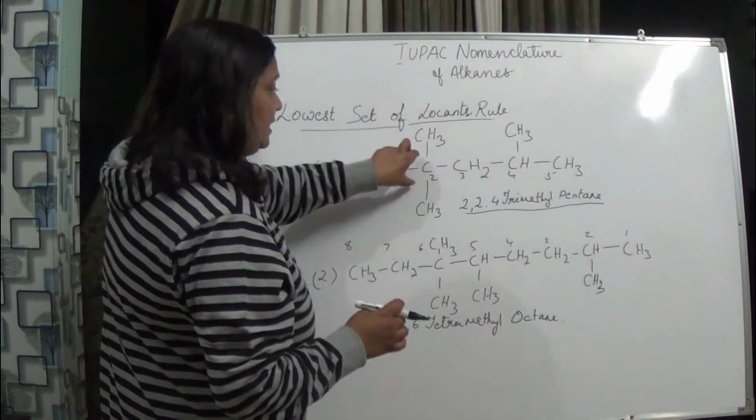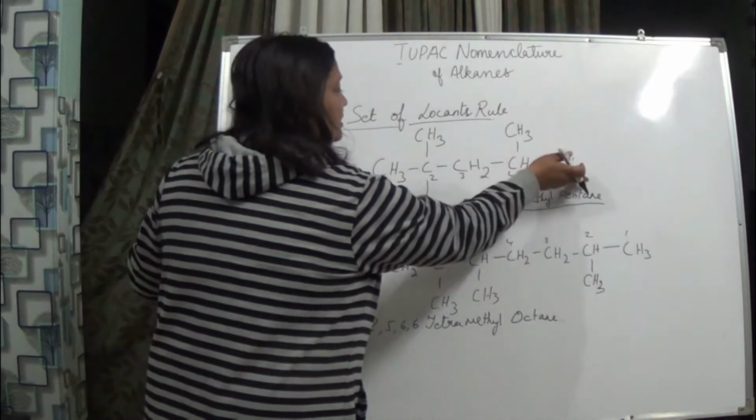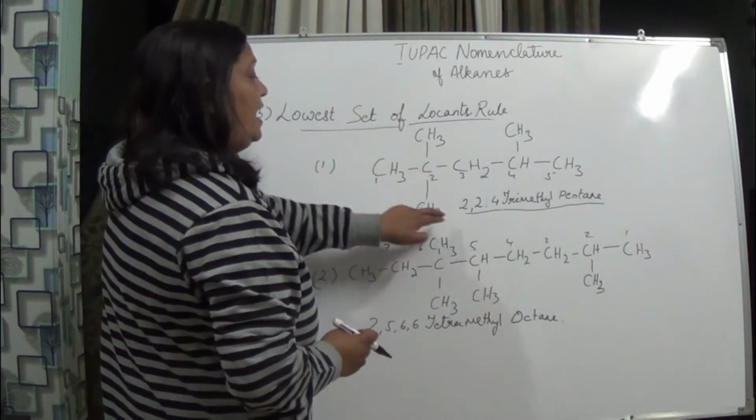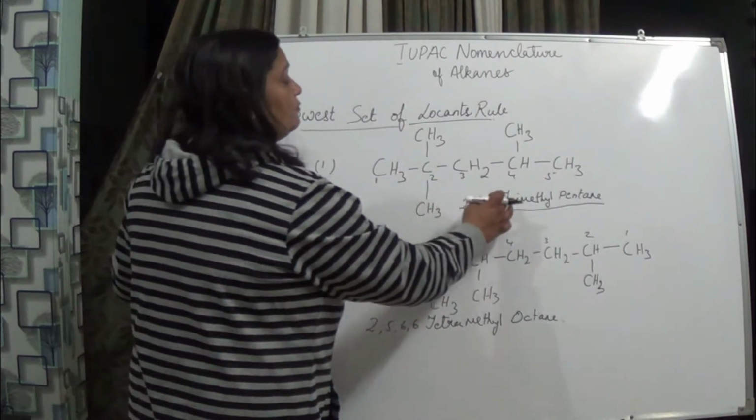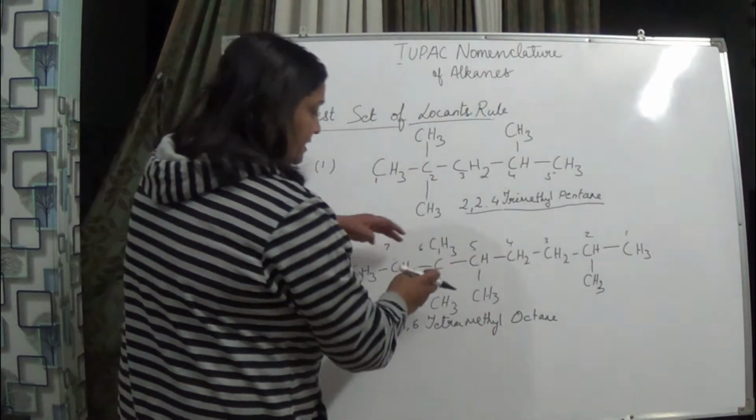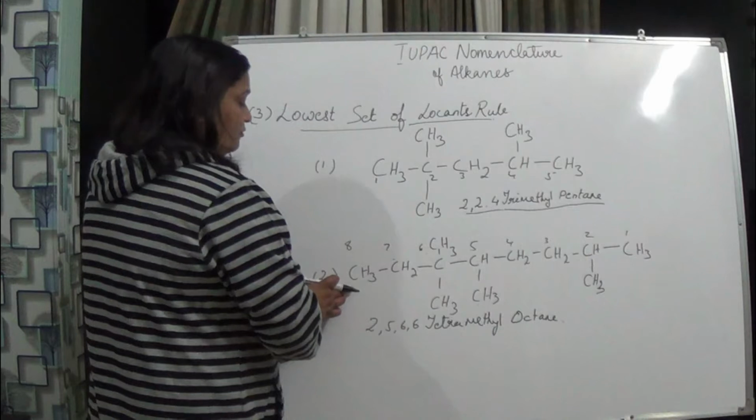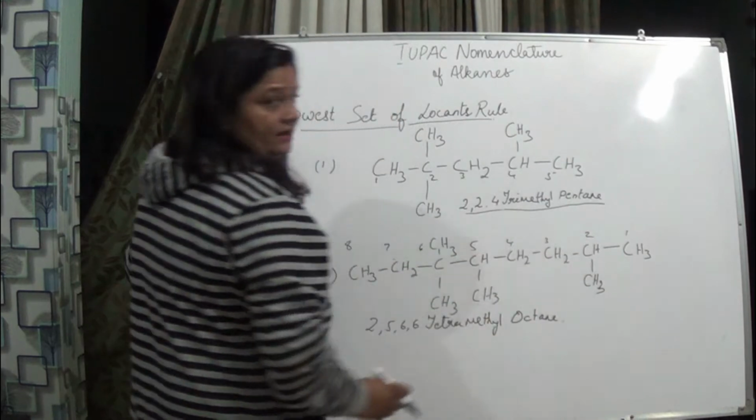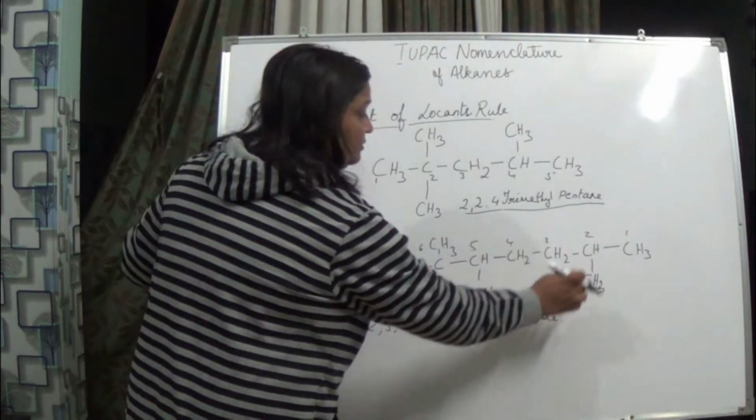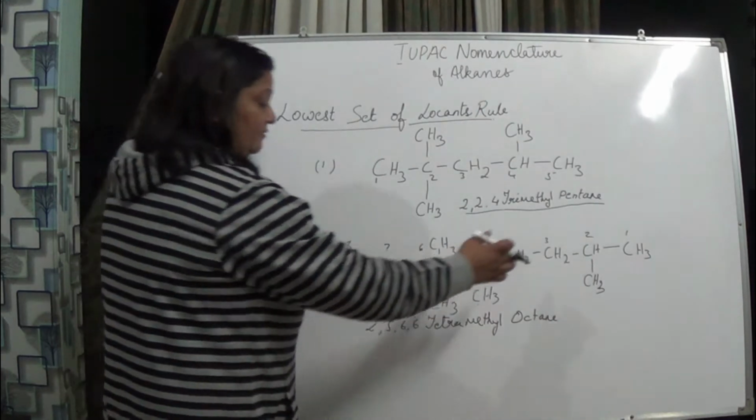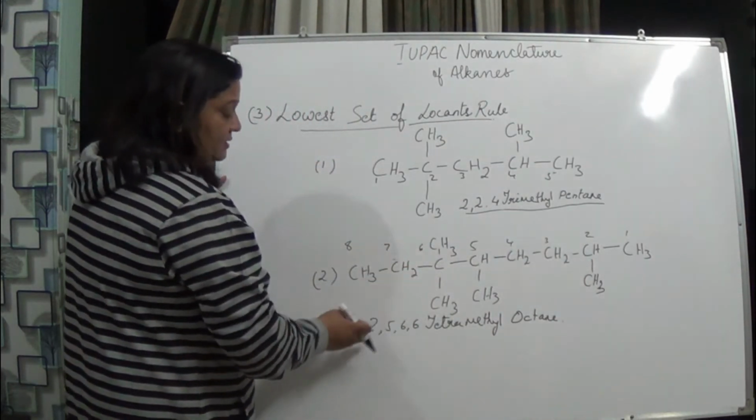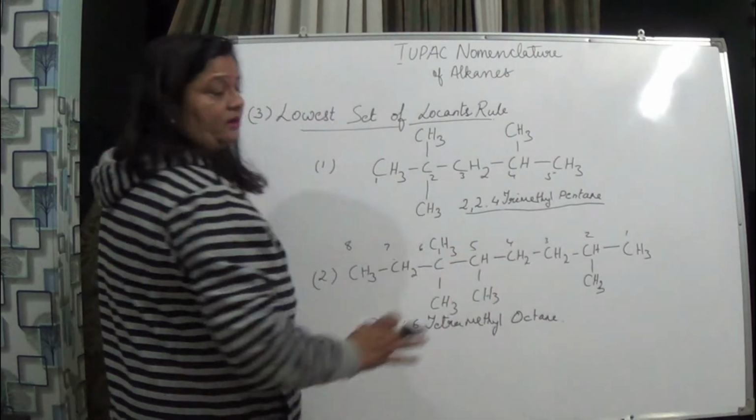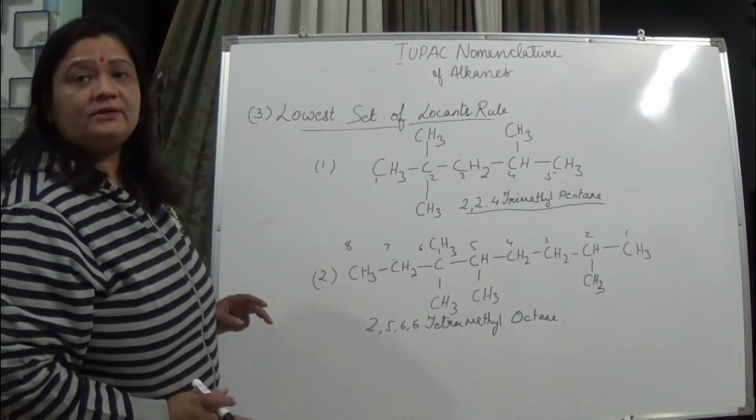So here you have to give importance. Okay, here we have seen the second position from this side also, but we had given priority to this one. Here 2 branches are there, and we have written 2, 2, 4 trimethyl pentane. Here also we are seeing 2 branches. If we count from here, 1, 2, 3, the third position, and when we are counting from here, only at the second position methyl is coming. So ignoring that, we will take this one because this is the nearest one. Okay, and then we will write the name, and thus the name became 2, 5, 6, 6 tetramethyl octane, and this is the lowest set of locants rule.